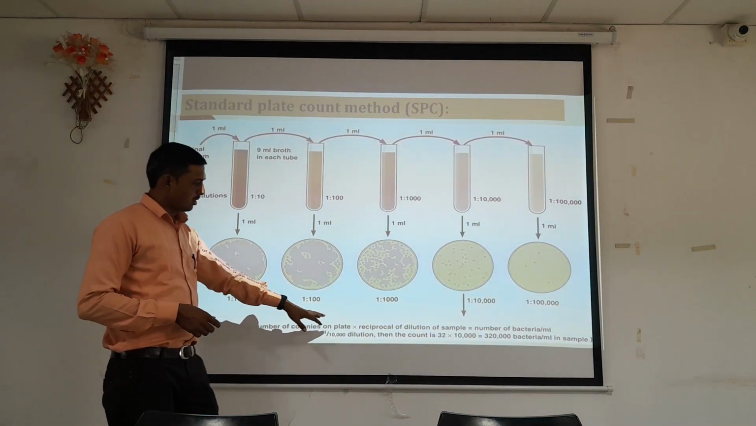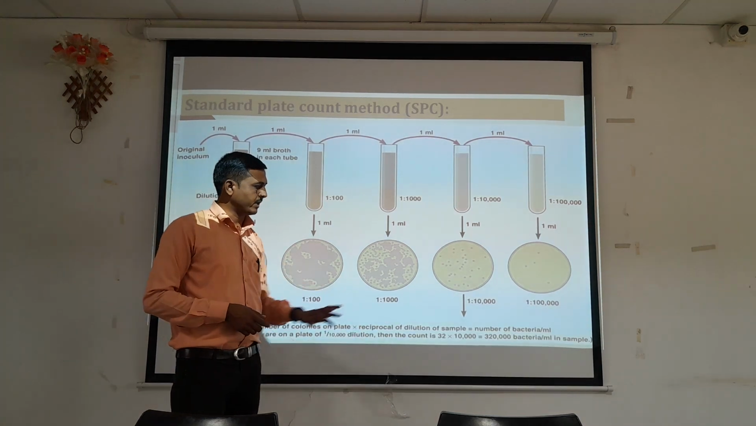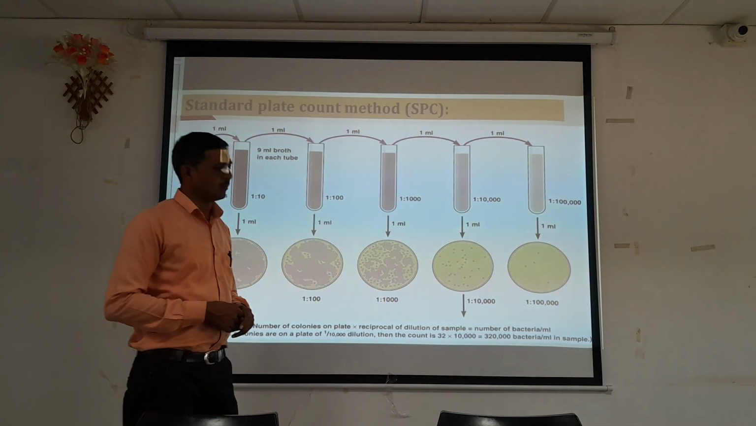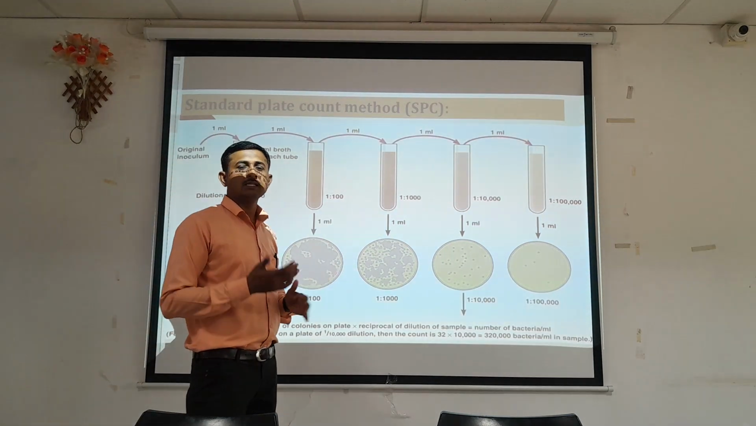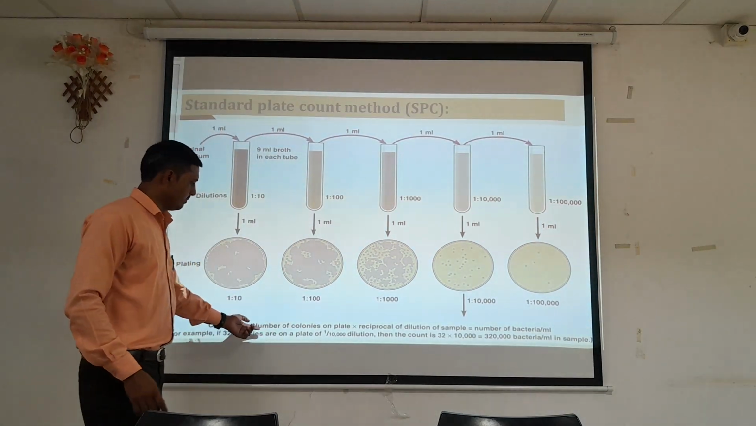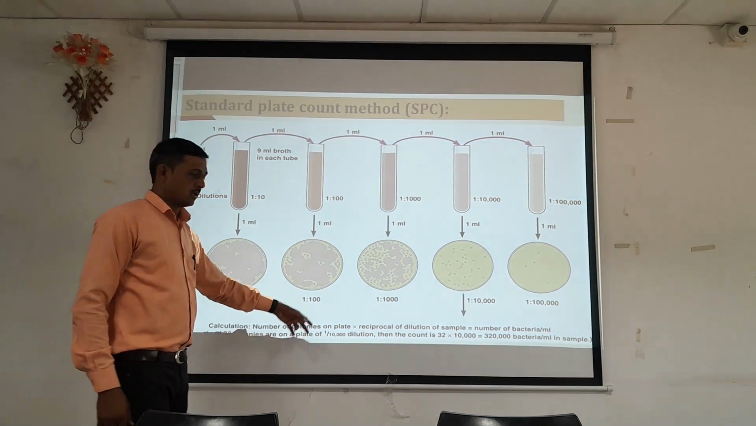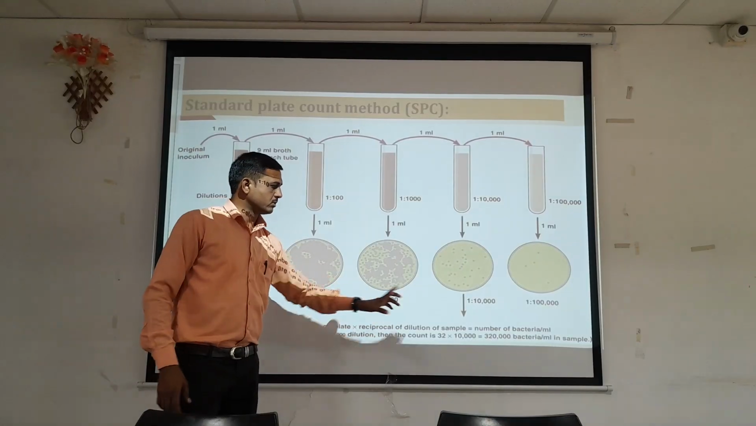Number of colonies on the plate multiplied by the reciprocal of the dilution of the particular sample equals the number of bacteria per ml. Or you can say the number of bacteria per ml is nothing but the multiplication of the number of colonies counted into the reciprocal of the dilution of the sample.